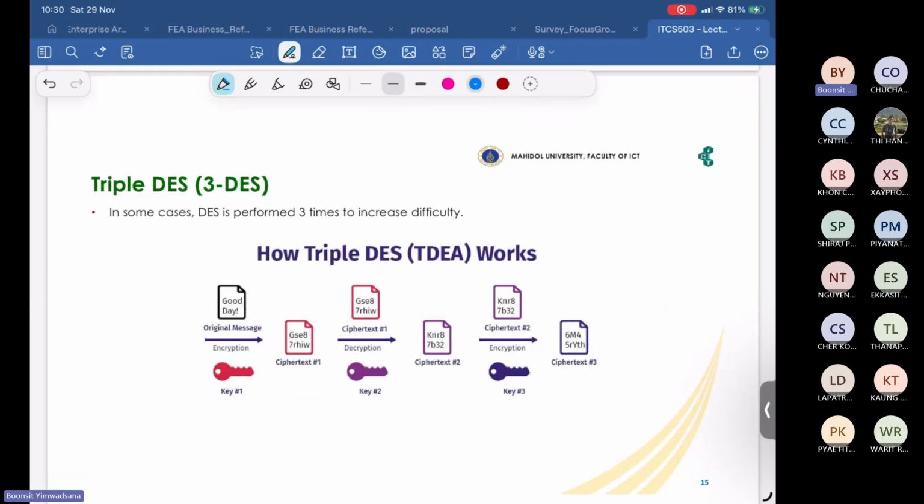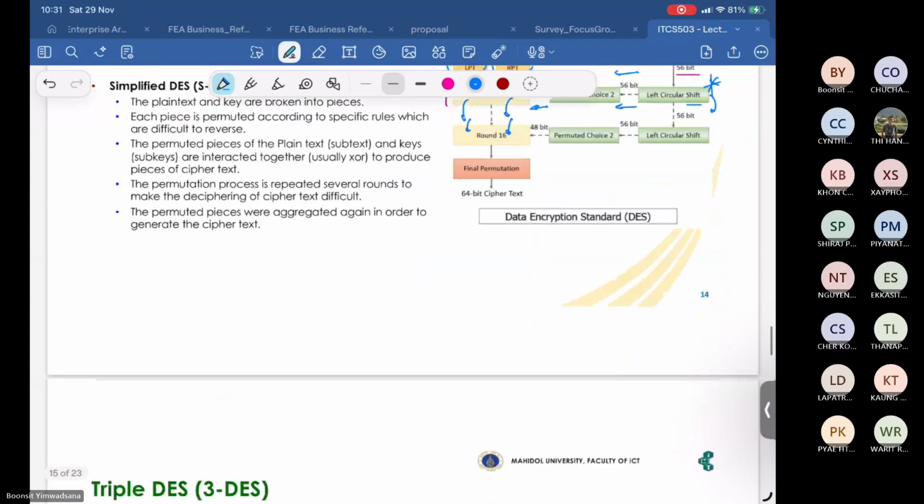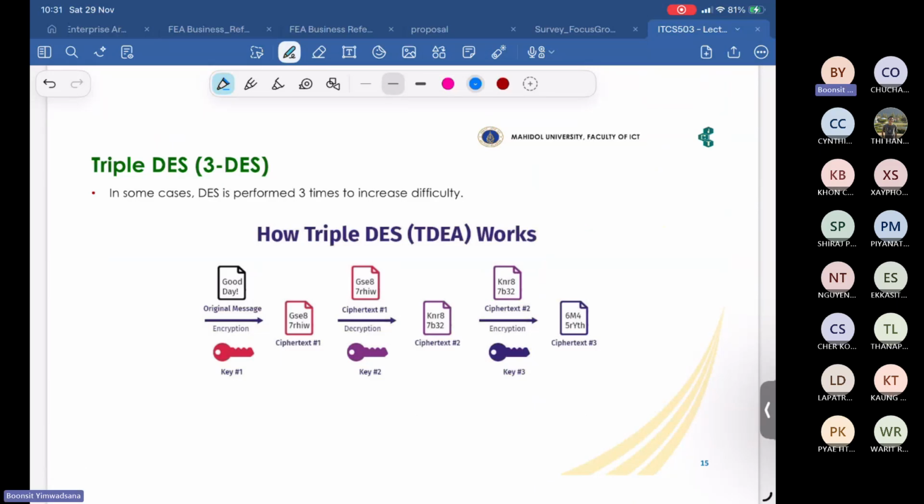Not only that, to make it even more difficult, they perform the previous process for DES, or Data Encryption Standard. But this time, instead of using only 16 rounds, or one time of this, they will do this 3 more times to increase the complexity, difficulty, and confusion. And then instead of using one single key, we will use 3 keys. So the method becomes even more difficult.